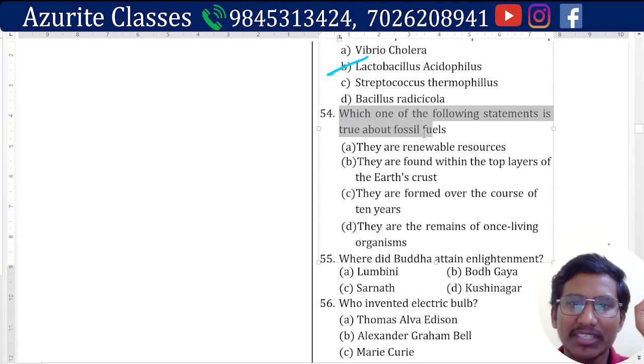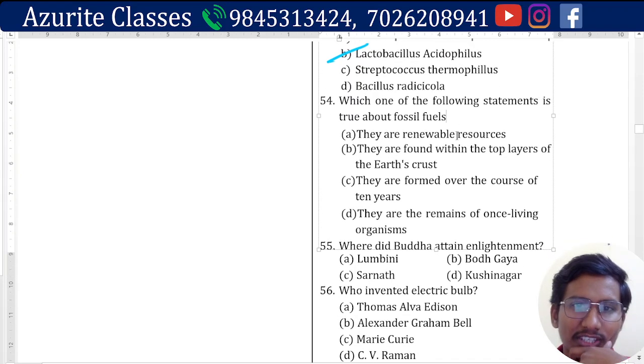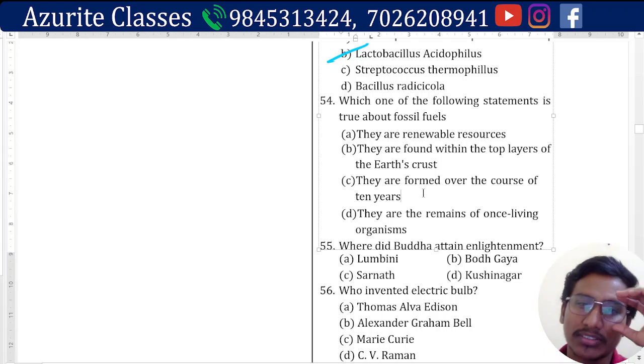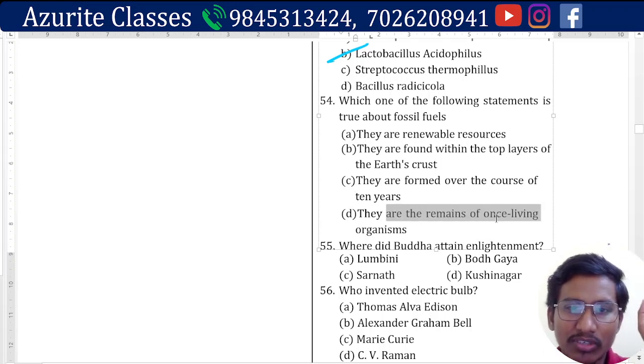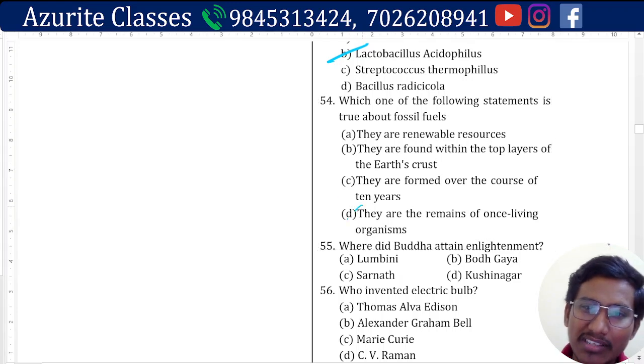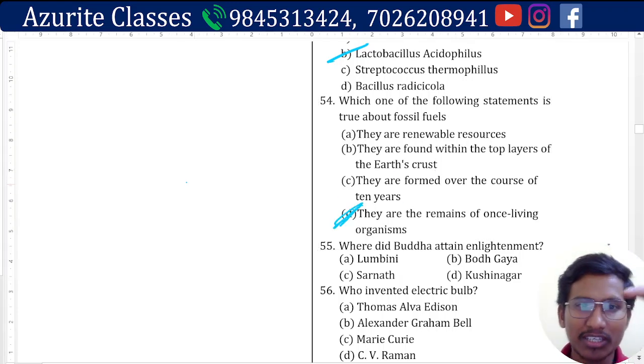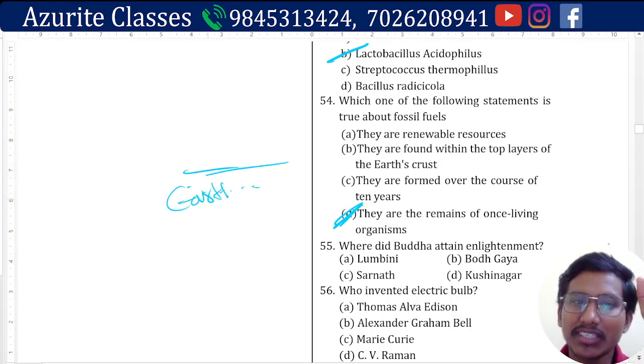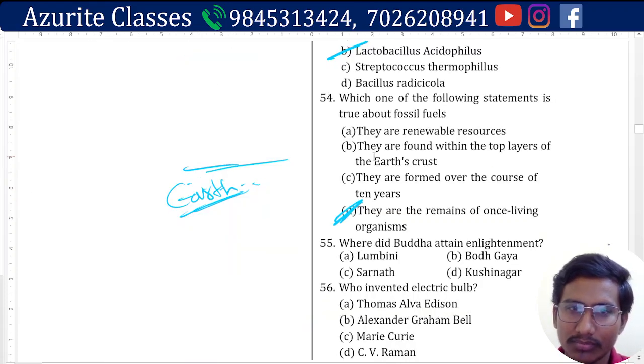Which one of the following statements is true about fossil fuels? So they are renewable. No, they are not renewable. So found within the top layers. No, they are deep in the earth. They are formed over the course of 10 years. No, it takes many, many years. So they are remains of once living organisms. Yes, that is the only correct one. So the trees and the animals, right? When they got buried in the earth, they became petroleum. Okay. So that is fossil fuel.